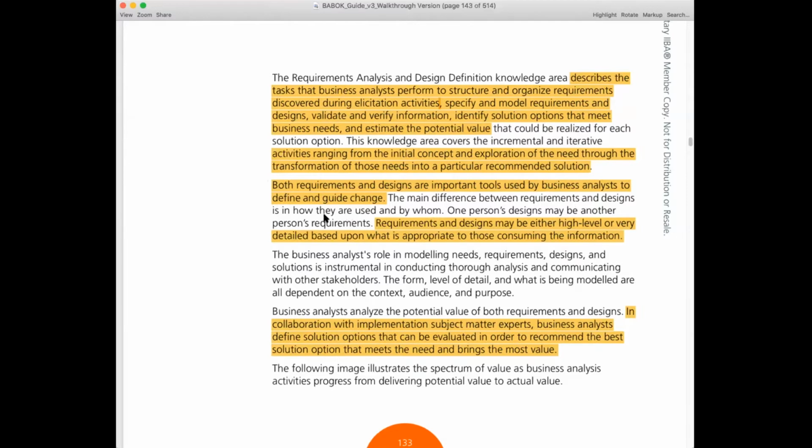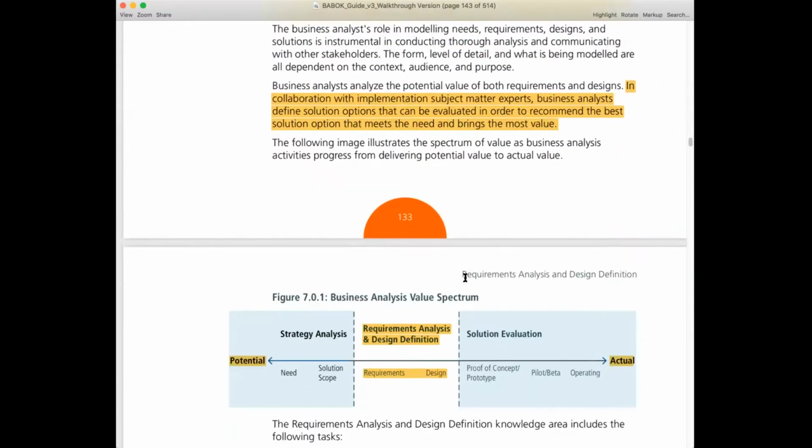One thing to note is that both requirements and designs are tools that BAs use to guide the change. We don't just focus on requirements and then let the technical teams focus on designs. While the technical teams and development teams might be leading the discussions on that, we should definitely be heavily involved with the design discussions and making sure that those designs conform to the requirements. So both requirements and designs can be very high level or very detailed, depending on who's looking at the information, what we're presenting to people, and how far along in the project we are.